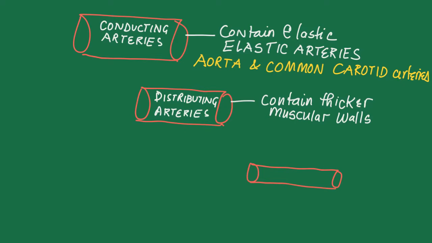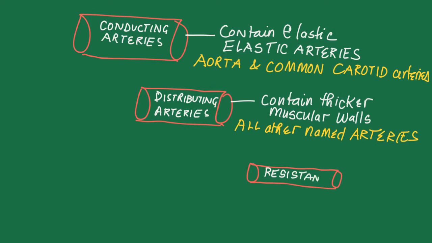All the arteries with names such as renal artery, gonadal artery, celiac trunk, femoral artery, popliteal artery, all of these named arteries come under distributing arteries. The next group of arteries, which are resistance arteries, have no names. These are very small arteries that actually perfuse the actual tissues of these organs. So they are at the tissue level. They are small arteries and arterioles.